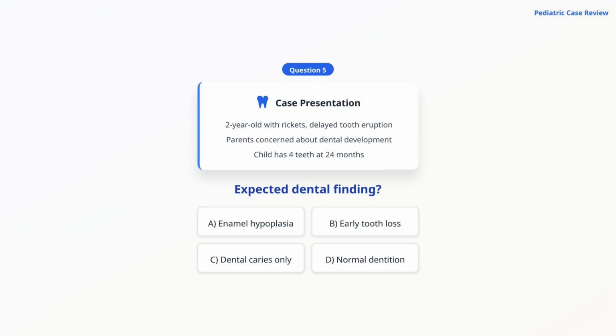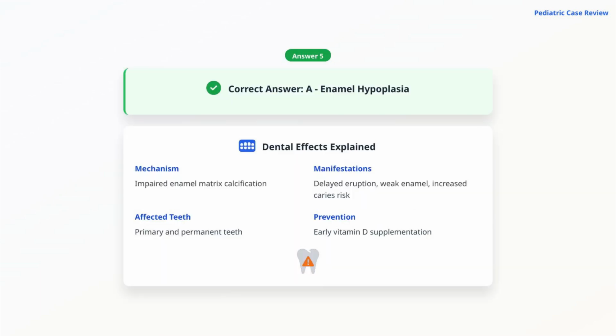Option A, enamel hypoplasia. Option B, early tooth loss. Option C, dental caries only. Option D, normal dentition. The correct answer is A, enamel hypoplasia. Rickets affects tooth development through impaired calcification of the enamel matrix.